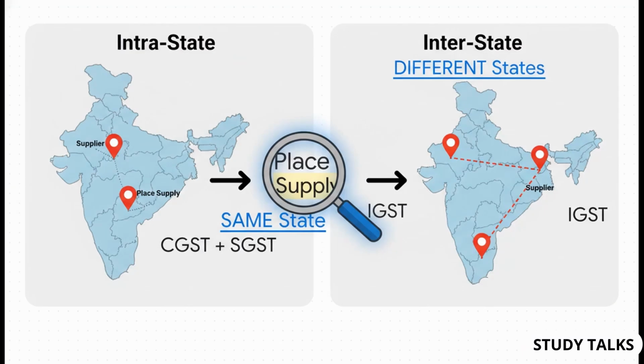I mean, look at this. On the surface, it seems super easy. If the supplier and the place of supply are in the same state, boom, intrastate. You charge CGST and SGST. If they're in different states, easy, interstate, and you charge IGST. The entire game, the whole puzzle we're trying to solve, hinges on that one little phrase, place of supply.